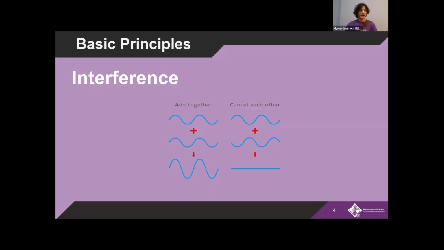The second principle is that of interference. This is not something explicit to quantum systems, but it is the property of waves to interact constructively or destructively when they encounter one another. This is exploited in quantum computing in order to eliminate the possible outcomes of a superposition, to only get the ones that we need.